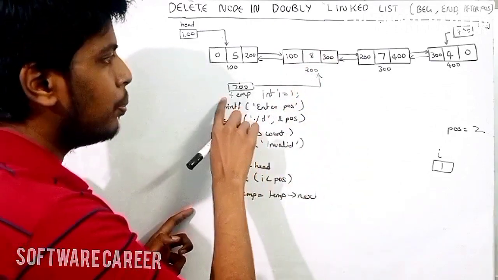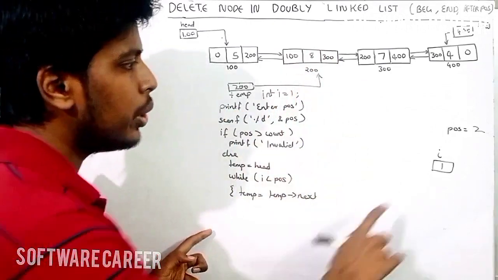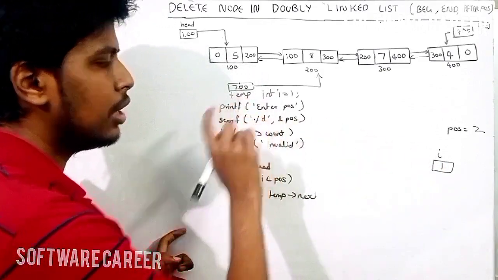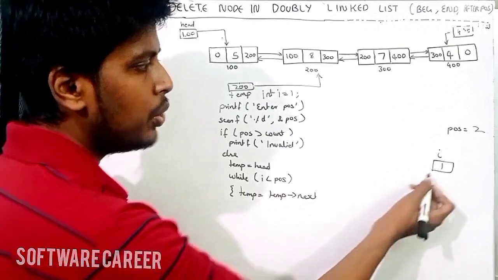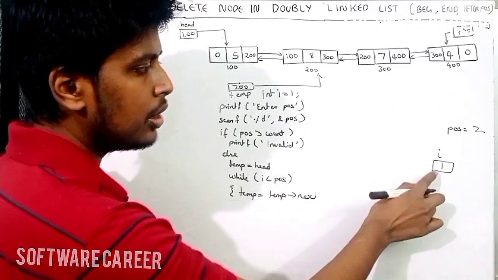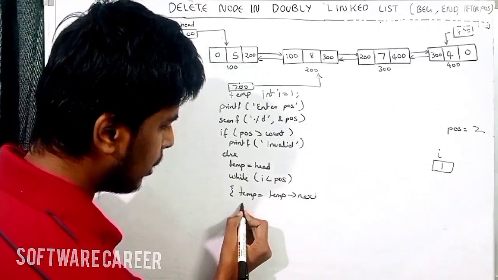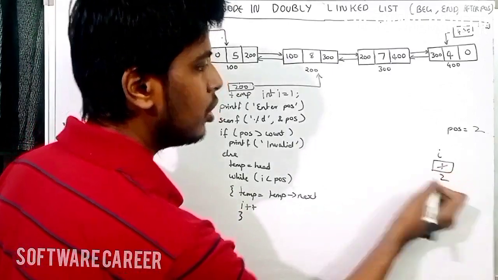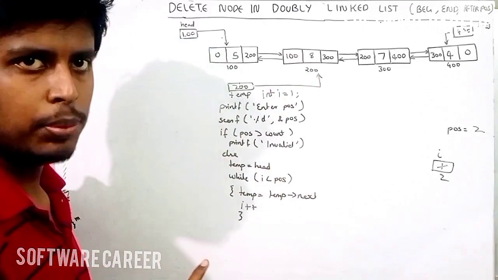Now see, now temp pointer is pointing to the second node. So I should have value 2, because I tells us at what position the temp pointer is pointing to. So how to increase to 2? You should increase I value by 1. So see here, I am writing I plus plus. So 1 is updated to 2. Now temp pointer is pointing to the second position.